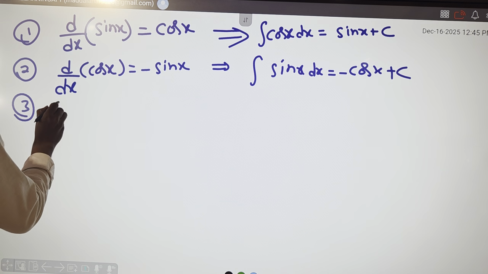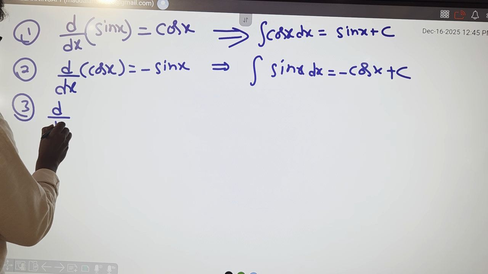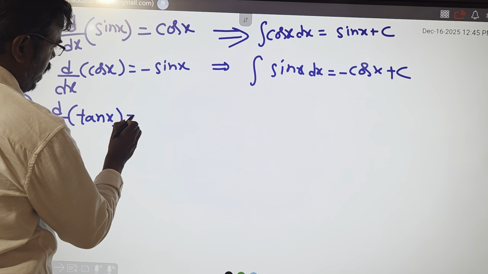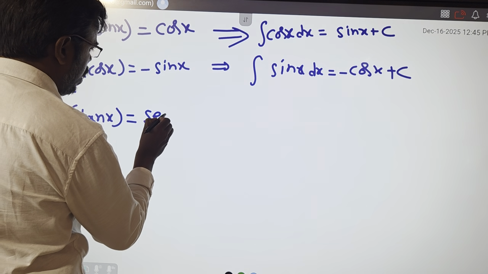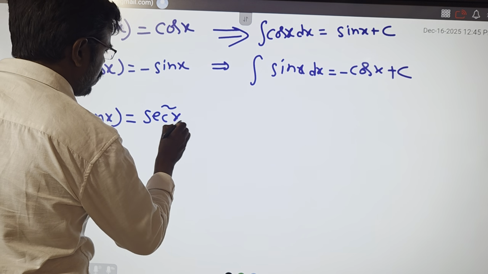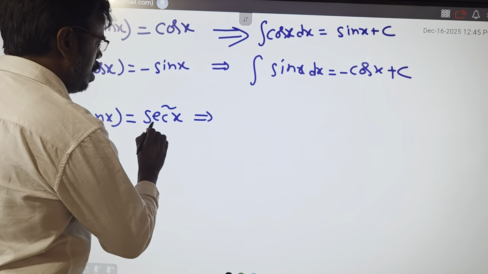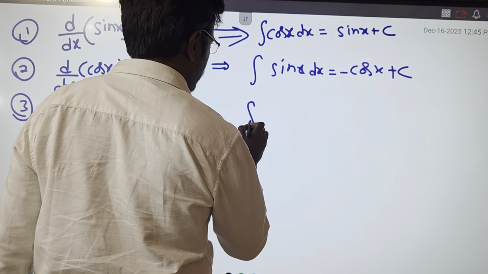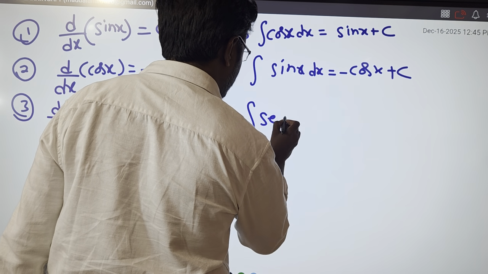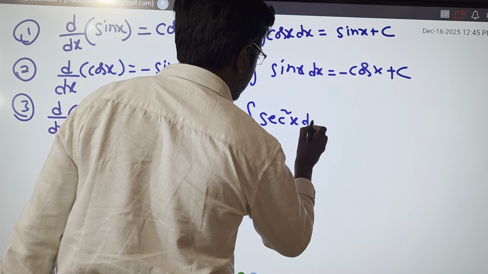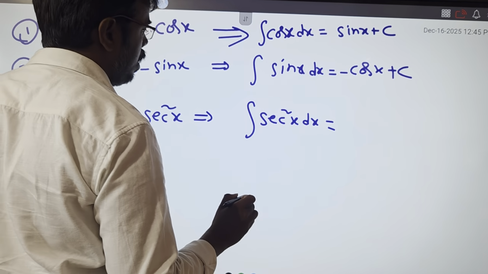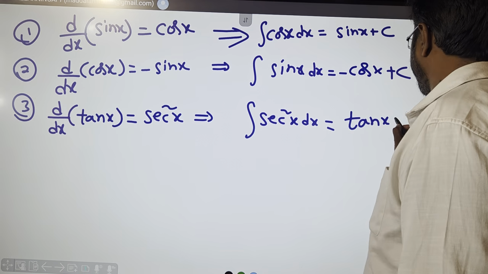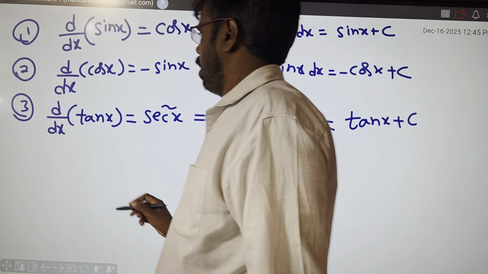d by dx of tan x equal to what? We know very well from differentiation: secant square x. From this, the antiderivative of secant square x, that is integral secant square x dx equal to what? Automatically it will become tan x plus c.